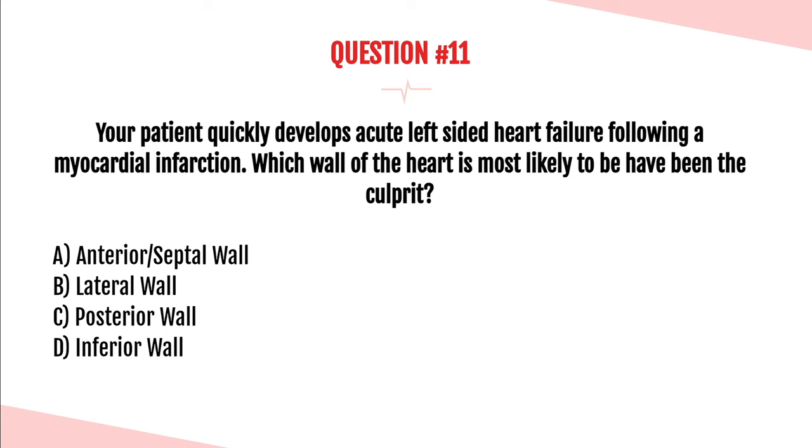Question number 11. Your patient quickly develops acute left-sided heart failure following a myocardial infarction. Which wall of the heart is most likely to have been the culprit? Is it A, the anterior septal wall, B, the lateral wall, C, the posterior wall, or D, the inferior wall? Again, you can think back to that picture. You have that left side of your heart, which is supplied by the left main coronary artery. You are looking at an anterior and septal wall infarct. Again, those are associated with heart failure the most.